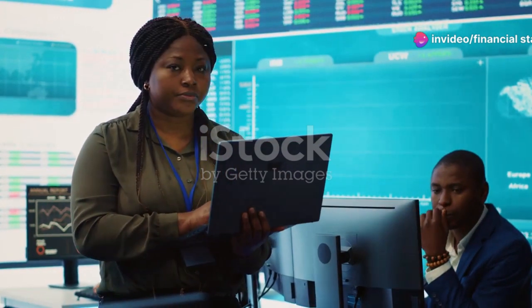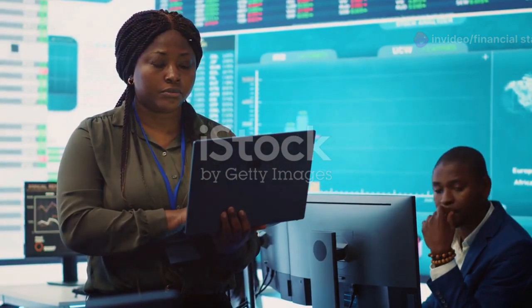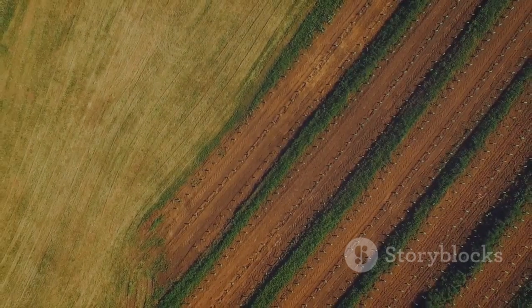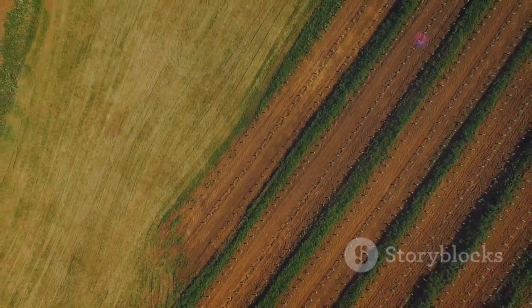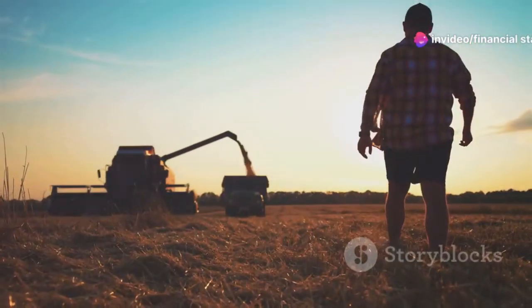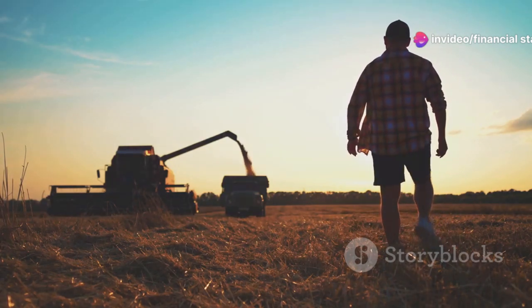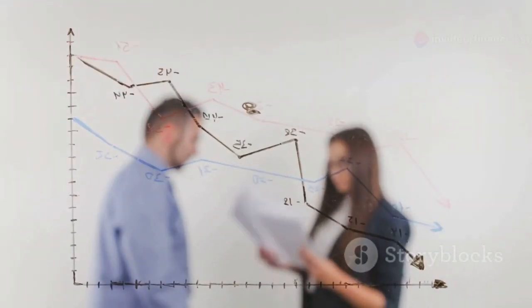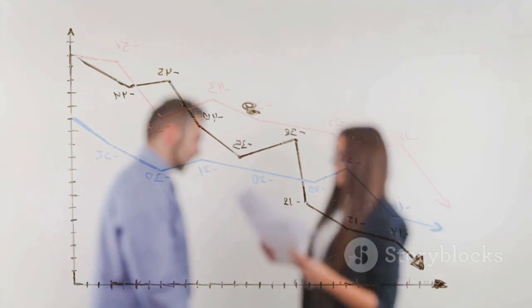Scenario 5. What does a decreasing asset turnover ratio suggest about a company's operational efficiency? Imagine a farmer who has acres of land but is only using a small portion of it to grow crops. If the farmer isn't using the land effectively, they aren't generating as much income from their resources. This is what a decreasing asset turnover ratio looks like for a company.